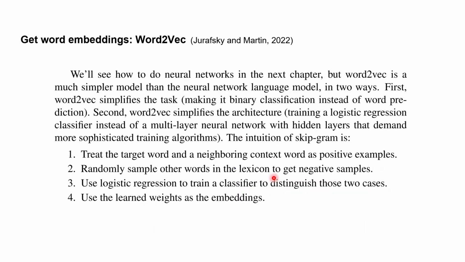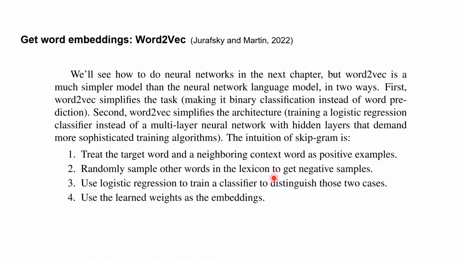Next paragraph. Rachel. We'll see how to do neural networks in the next chapter, but word2vec is a much simpler model than the neural network language model in two ways. First, word2vec simplifies the task, making it binary classification instead of word prediction. Second, word2vec simplifies the architecture, creating a logistic regression classifier instead of a multi-layer neural network with hidden layers and more sophisticated training algorithms.